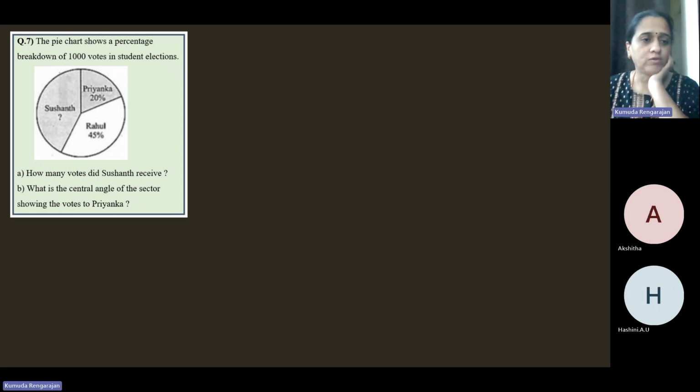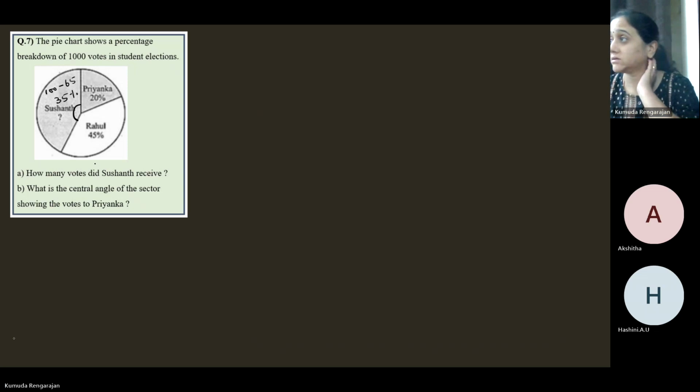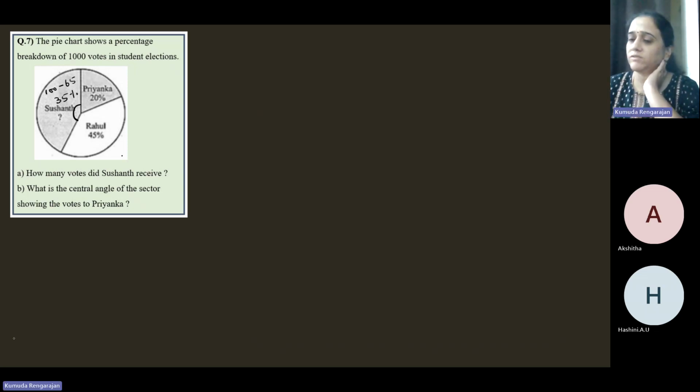So 20%, 45%. Then what is the percentage for this sector? The percentage for this sector will be 100 minus 65, 35%. Correct? 20 plus 45 is 65. 100 minus 65, 35% is for Sushant.